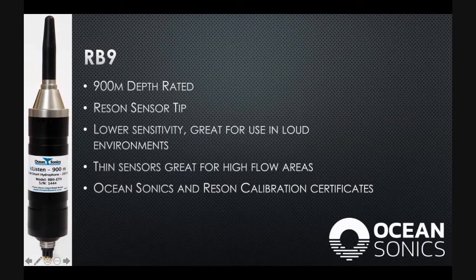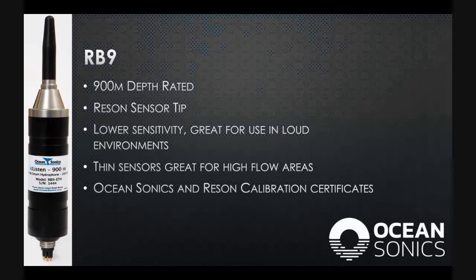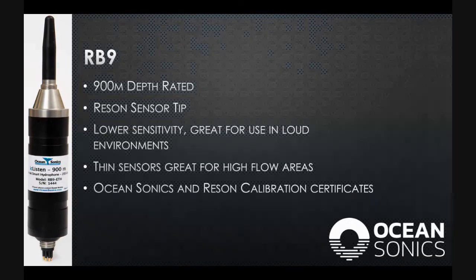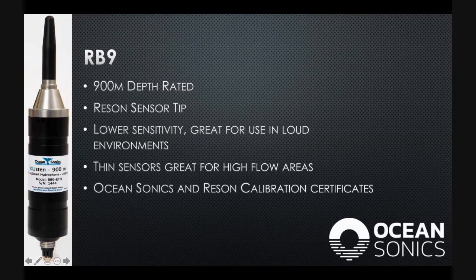And then of course we also have the RB9. This is a 900 meter depth rated hydrophone. It uses a Reson sensor tip. It has a slightly lower sensitivity, which makes it really great for use in louder environments and for environments with high flow noise, thanks to the thin sensor tip. And this also comes with, along with the Ocean Sonics calibration certificate, a Reson calibration certificate as well.